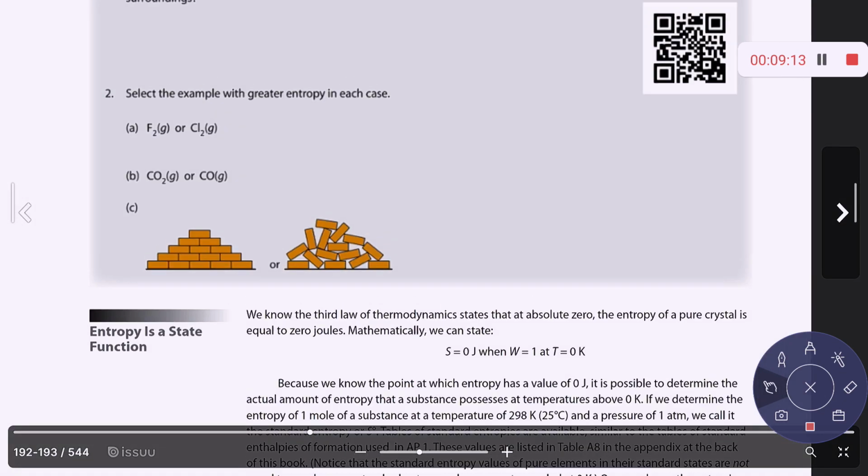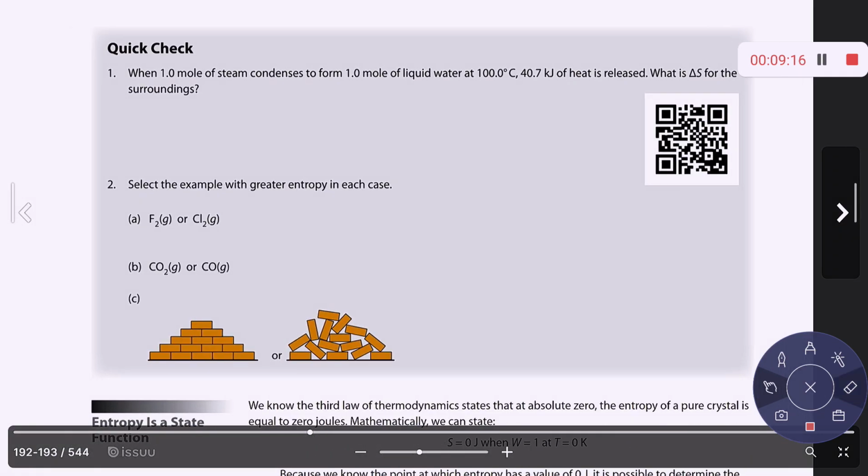Let's take a look at the quick check. So number 1 says you've got a mole of steam that's condensing to form a mole of liquid water at 100 degrees Celsius, and 40.7 kilojoules of heat is released. What is the change in entropy for the surroundings?